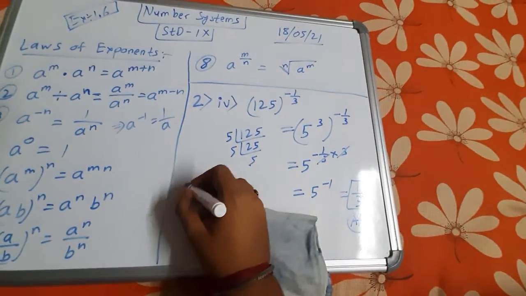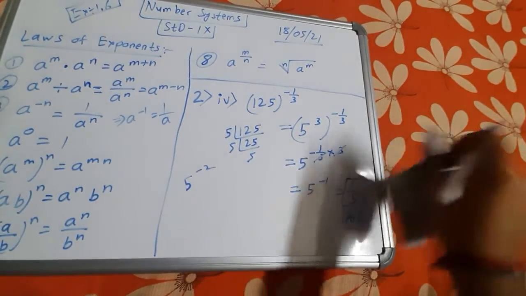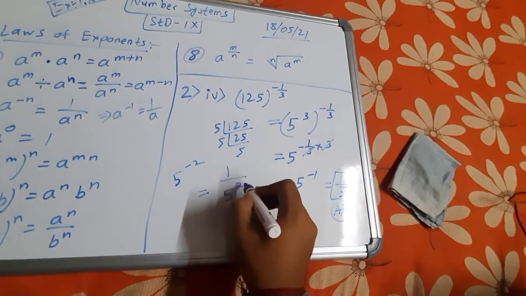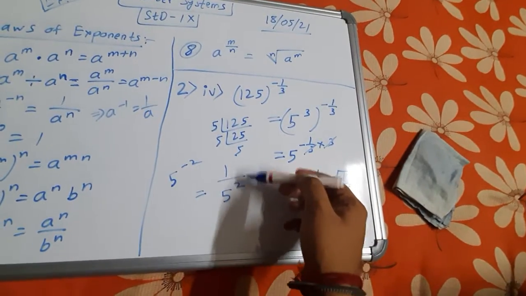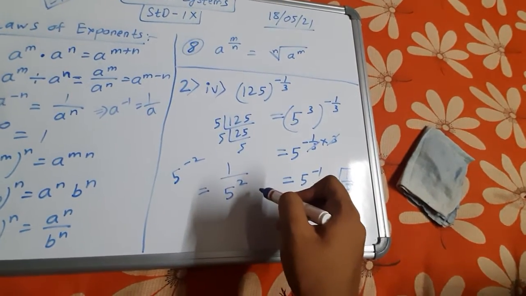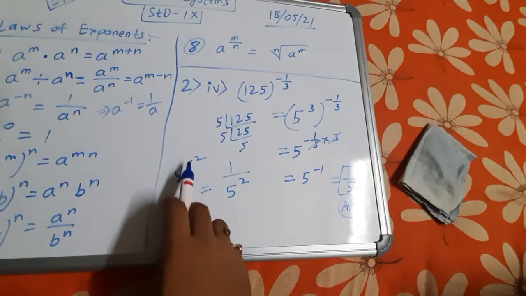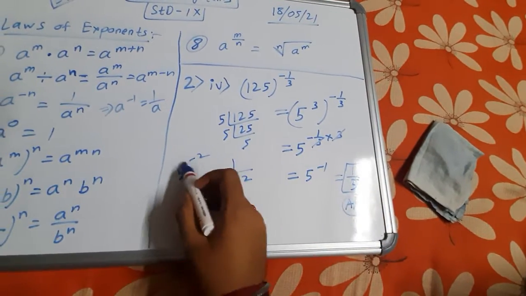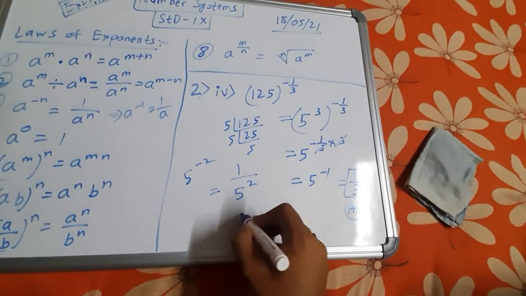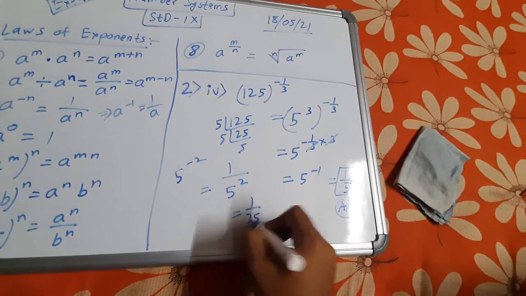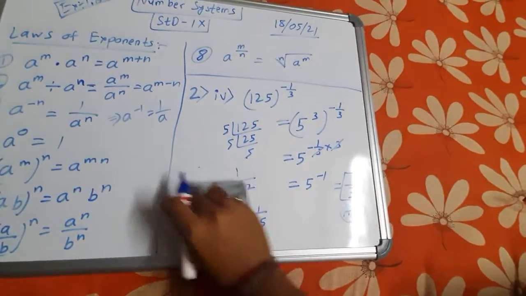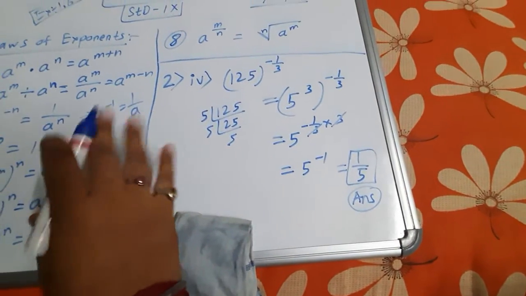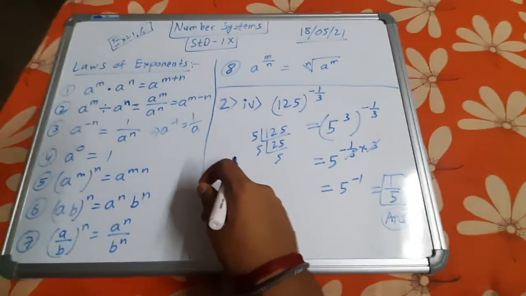Suppose it was 5 to the power minus 2. What we would have done is 1 by 5 to the power 2. Because of the negative sign, this becomes a reciprocal, but the power remains the same, okay. See, 2 has become 2, just the minus has been removed by taking the reciprocal of 5. Now 1 by 5 square is 1 by 25, okay. See, this is much easier, but this is not the case. The actual case is this one, so we have solved it like that. The answer will be 1 by 5. Next, this sum is done.